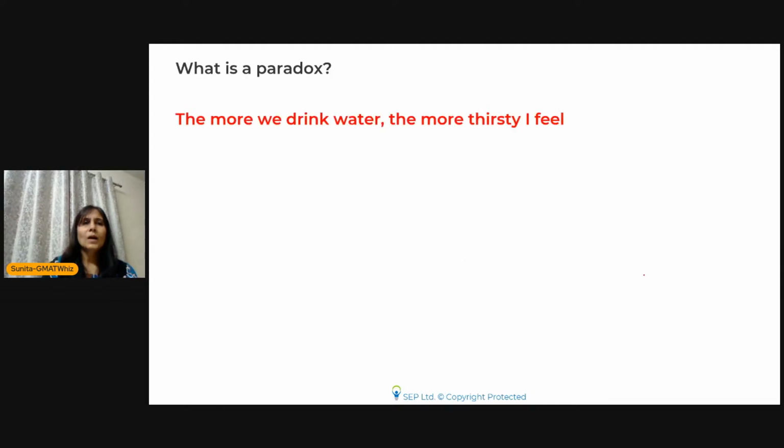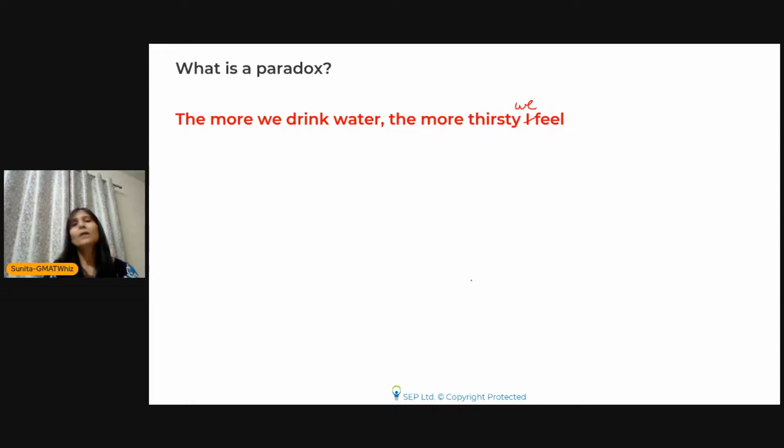So, to give you an example and explain what a paradox is, look at this statement. The more we drink water, the more thirsty we feel. It should be "we feel," not "I feel." The more we drink water, the more thirsty we feel. Okay. Now, that sounds contradictory, right? That is what we call a paradox, where two unexpected scenarios exist together.